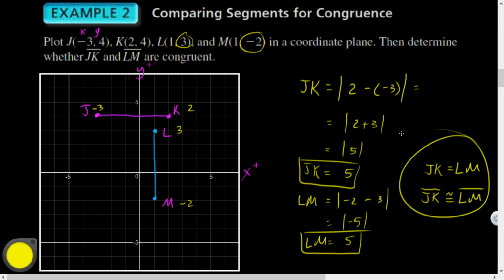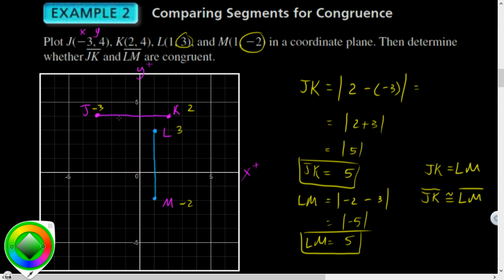These statements say very different things, although they look very similar to each other. I think you would agree, right? JK equals LM, and the segment JK is congruent to the segment LM. And since those are congruent, I could even put my little slash marks in those if I want.